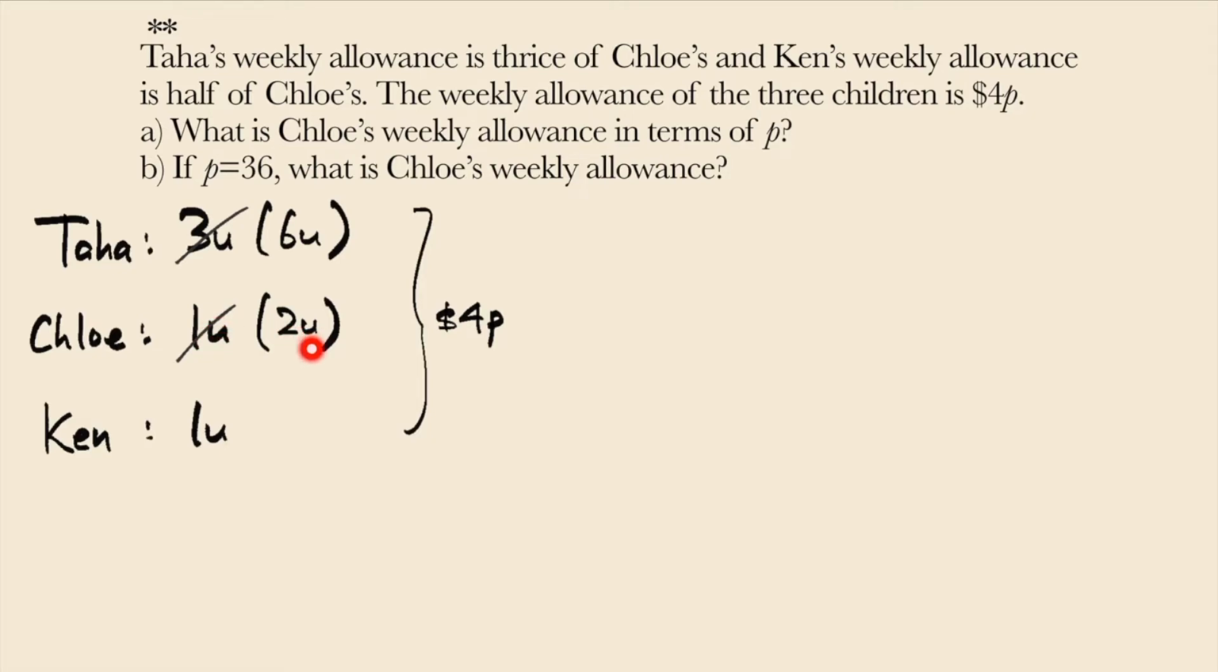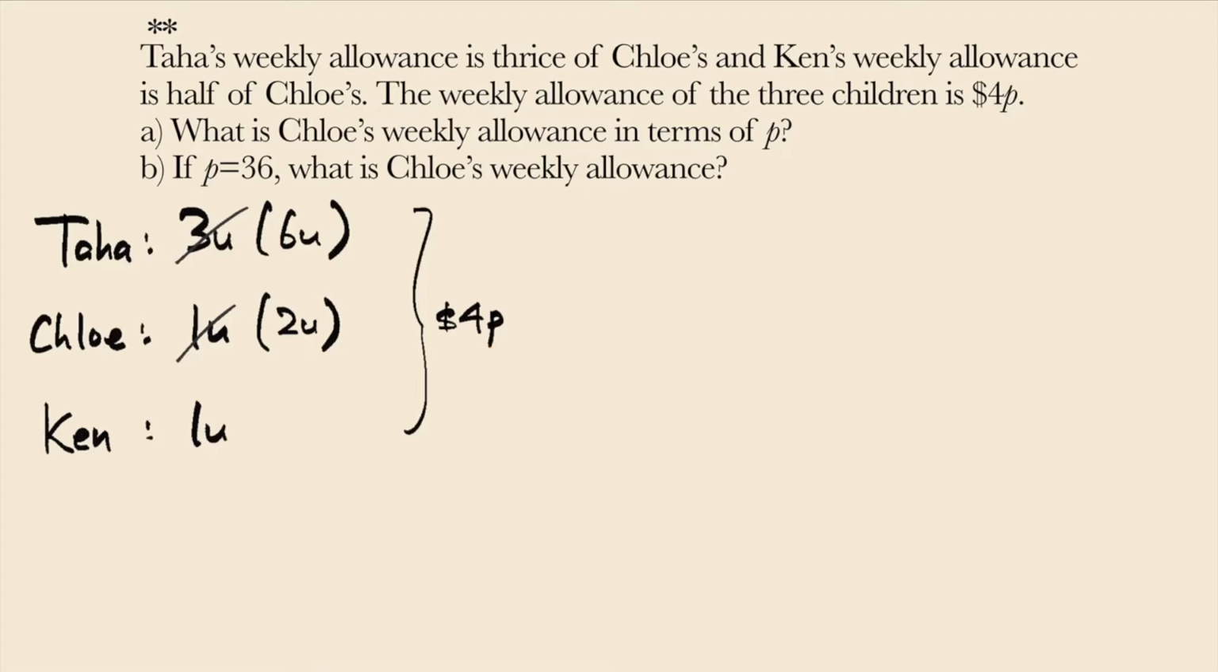So what do I do instead? Let's call this 2 units. So what is Ken now? Ken is half of 2 units, which is a nice 1 unit. But we now must make sure Taha has 3 times Chloe. So 2 units times 3 will be 6 units. So I will no longer use 3 and 1, I'll use 6 and 2 here. So anyway, the total is $4p.